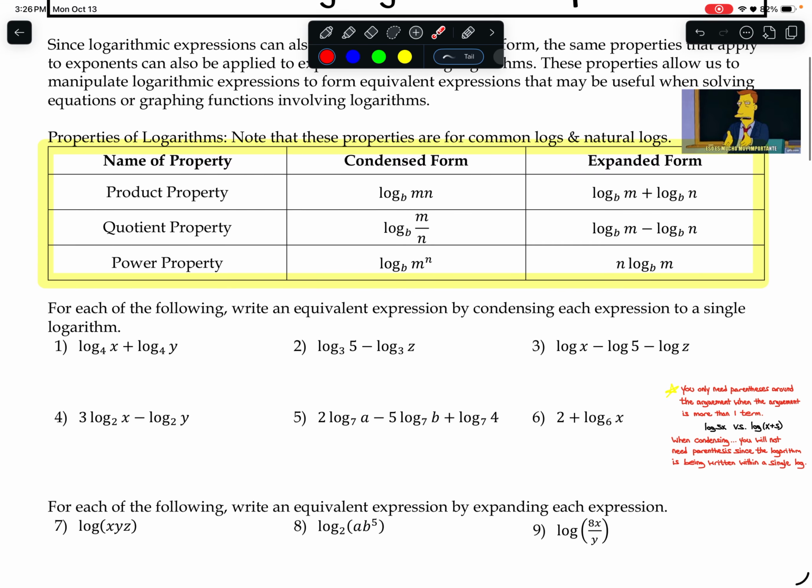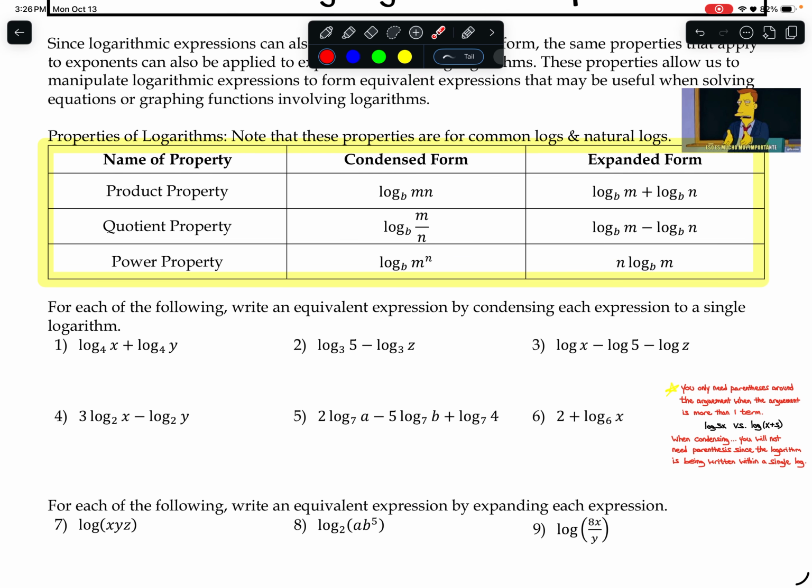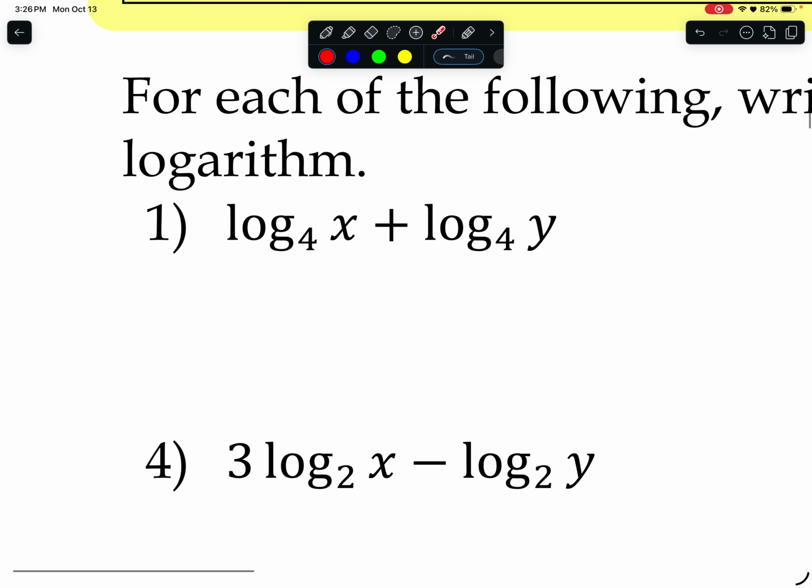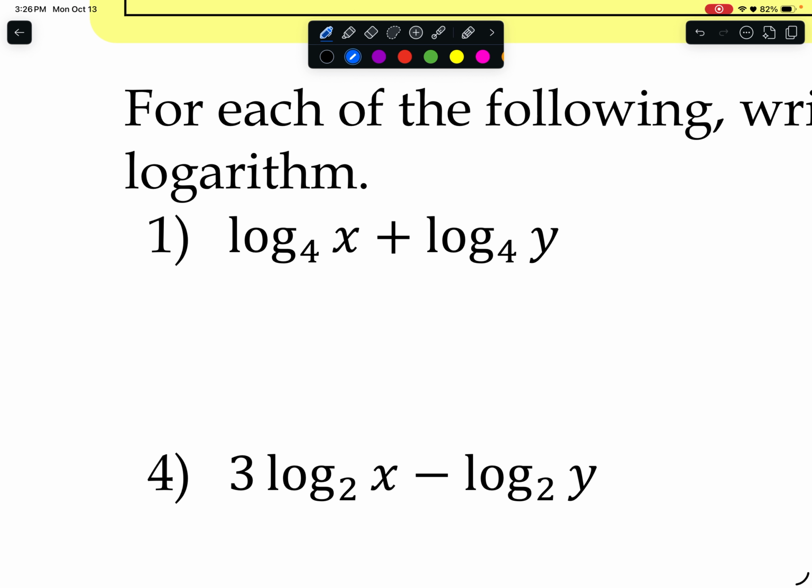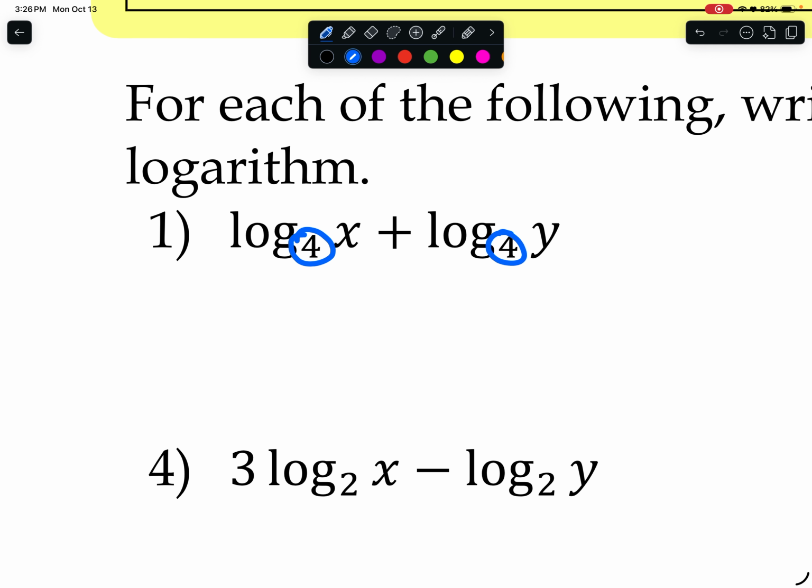So starting off, we're going to condense each of these logarithms. In order to condense them, what you also need to pay attention to is the bases. The bases must be the same. So when I'm adding two of these logarithms with the same base together, I can take the arguments and I'm going to multiply them. So this would just be the same as log base 4 of xy.